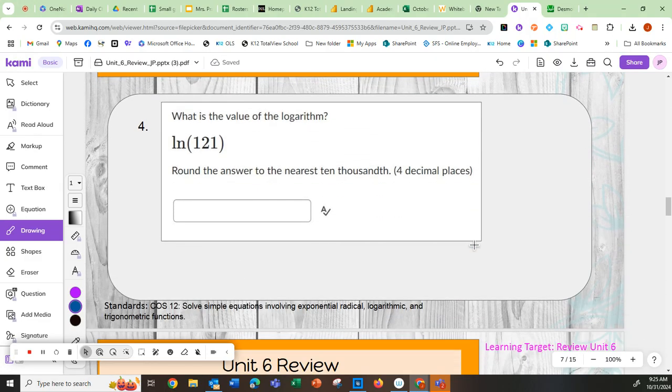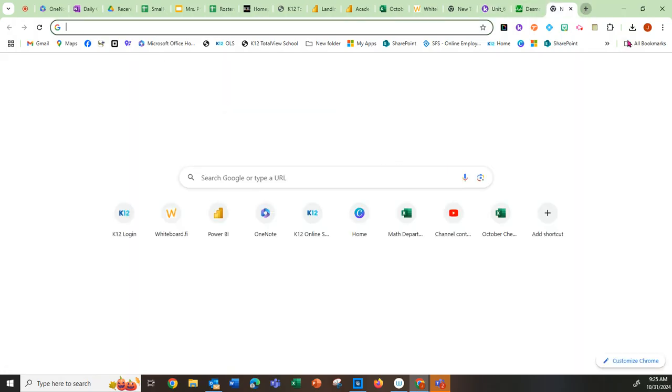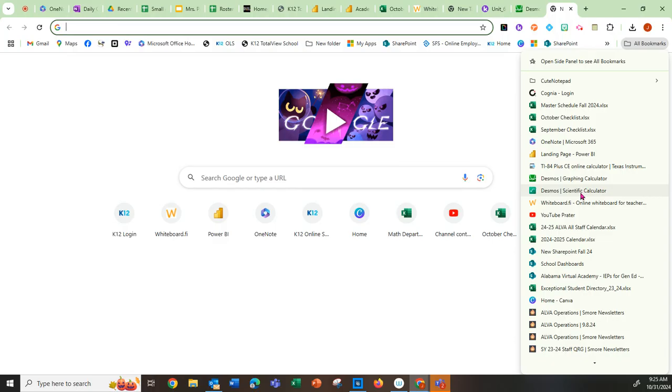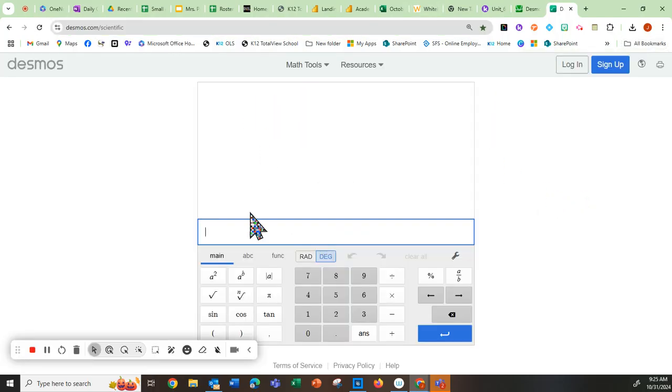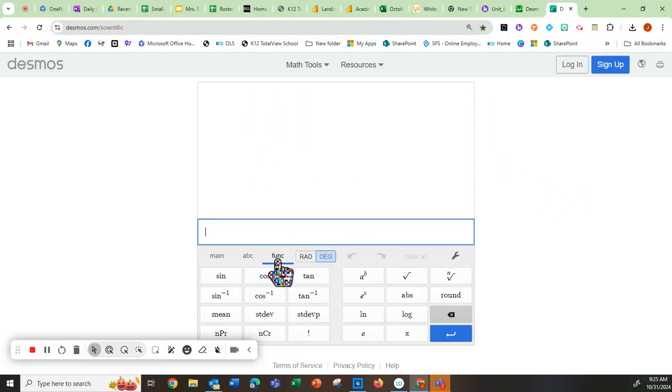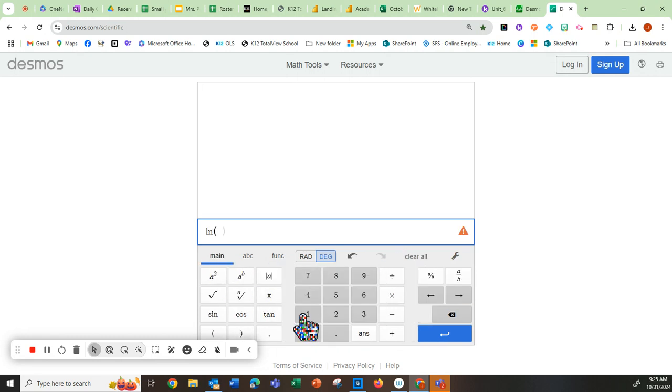In this problem, you're just going to straight up use your scientific calculator. I have Desmos scientific calculator. This is not graphing, but you'll have to go to function, and then you'll choose LN, and then go back to main and do 121, or if you have your own scientific calculator, you can do it that way.